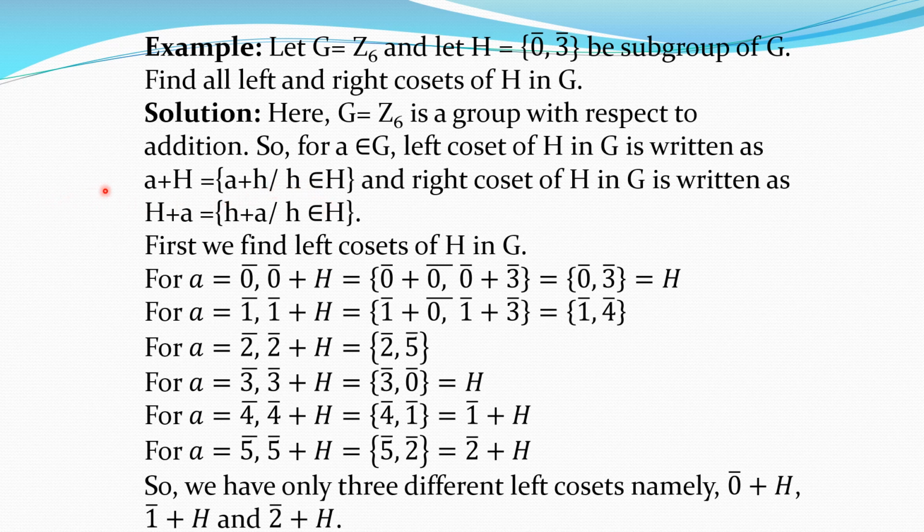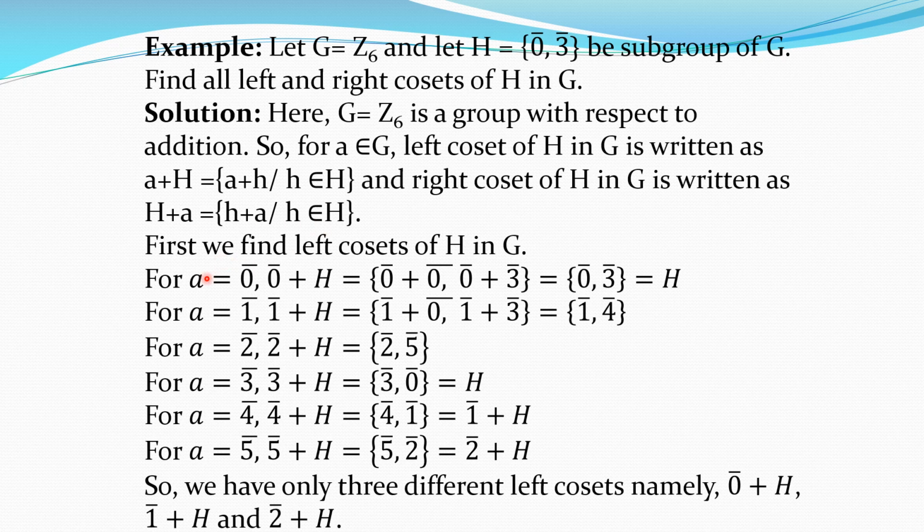So a plus H is a plus h, where h is in H. It means we are adding a to every element of H from the left-hand side. Similarly, the right coset of H in G is written as H plus a, which is h plus a, h in H. So we are adding a to every element of H from the right side. Now we find the left cosets of H in G.